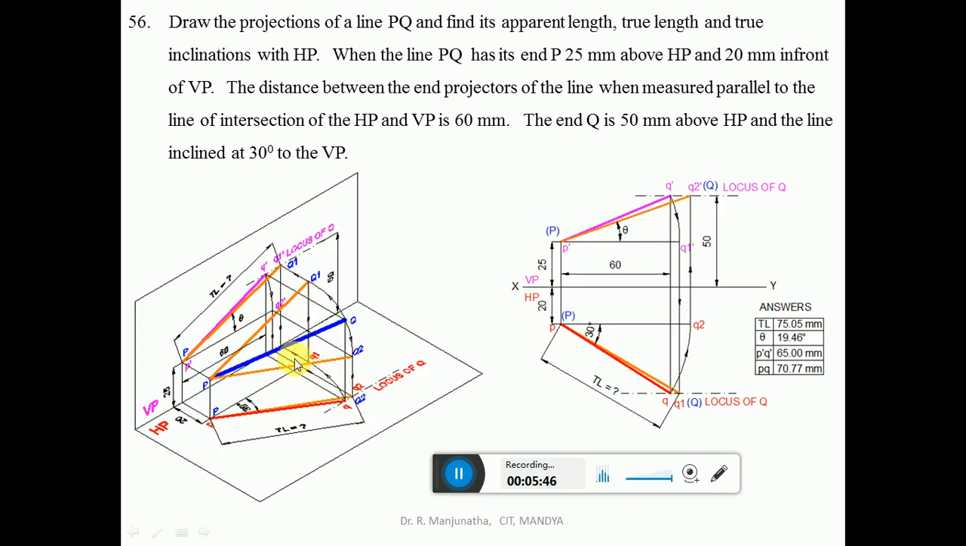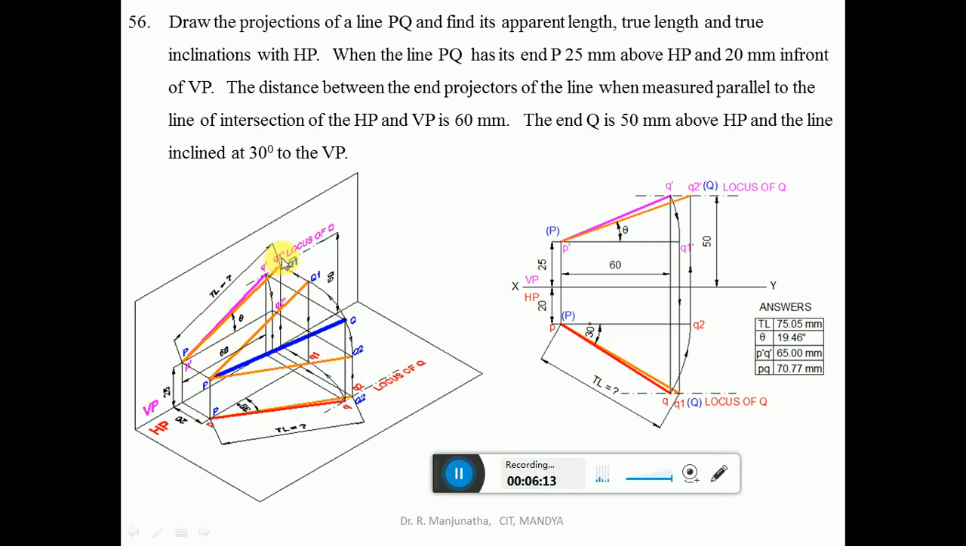To find the true length in VP, you make the top view line parallel. To make the line parallel with P as center, you take the radius of pq and draw an arc such that this becomes parallel to VP. That is, P is in front of VP by 20 mm and Q1 is also in front of VP by 20 mm. And then we project this vertically up so that it cuts the locus of Q in the front view here.